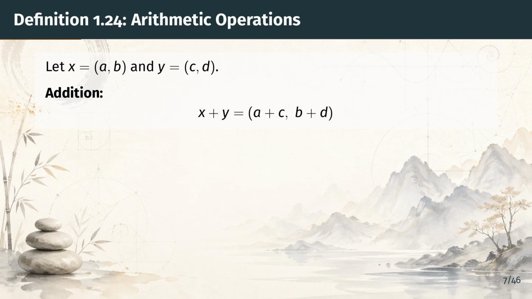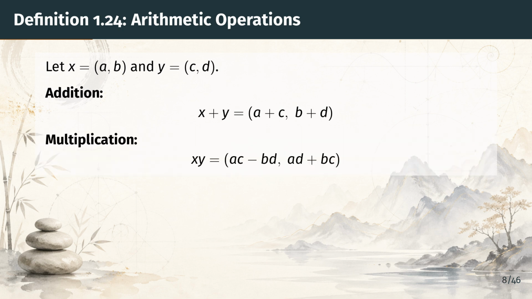Now we define the arithmetic. Addition is done component-wise. We add the first components and the second components separately. This is exactly what you would expect. Nothing surprising here. Next, let's see the multiplication rule, which is more surprising.